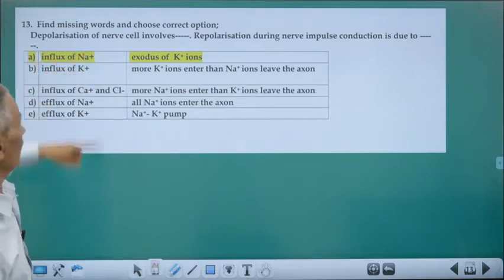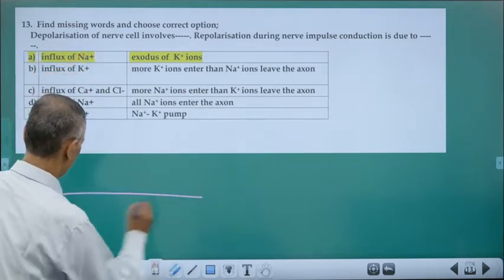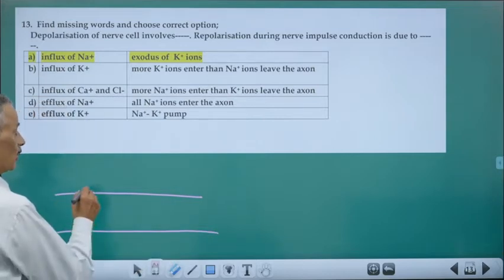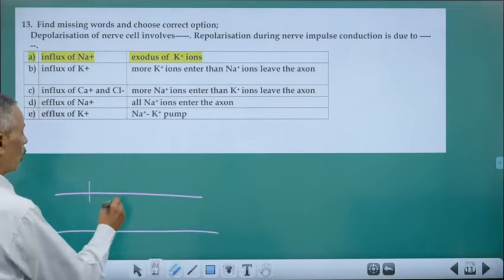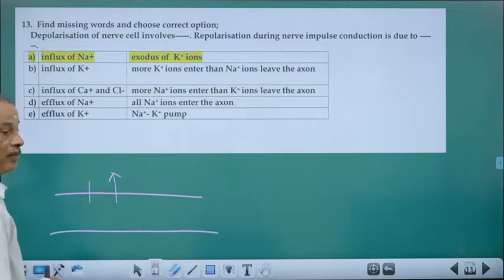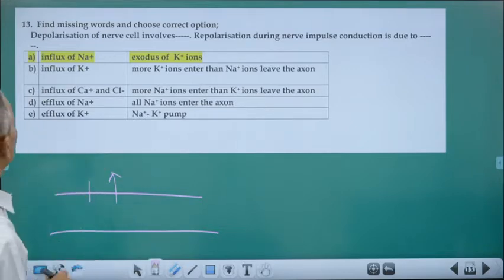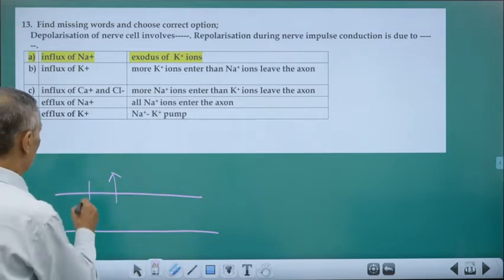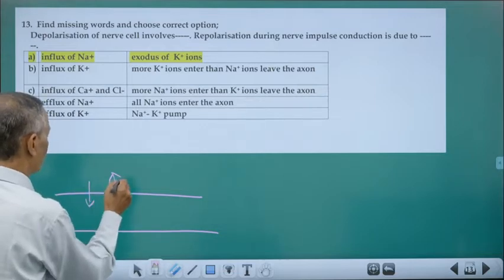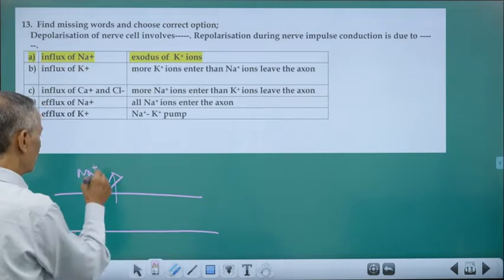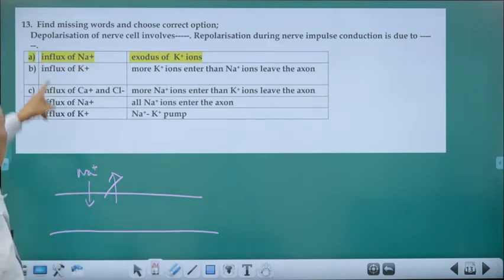Depolarization of nerve cells is involved. See, this is an axon. At rest, no sodium is coming in, only potassium is going out. The membrane is freely permeable to potassium and nearly impermeable to sodium. So, when sodium comes in and potassium permeability is reduced, that influx of sodium is responsible for depolarization.